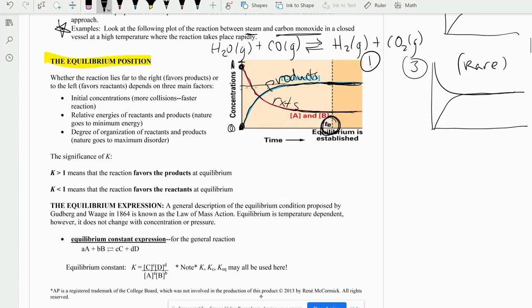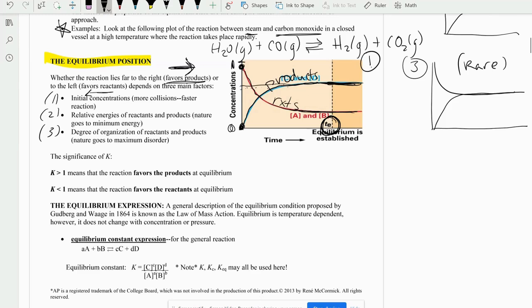If a reaction lies far to the right, we're going to be favoring the products. Those reactants are going to more readily form into those products. In other words, if the reaction lies to the left, it's going to favor the reactants. When this equilibrium position is established, and how it does so, is going to depend on 3 main factors.